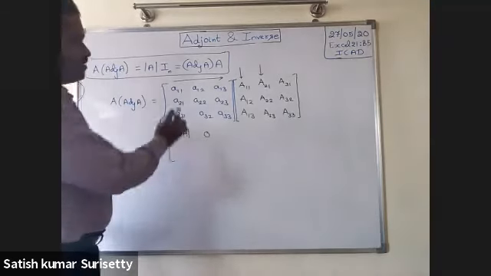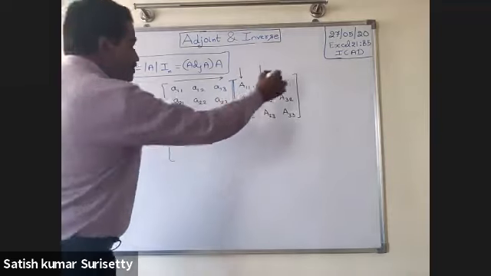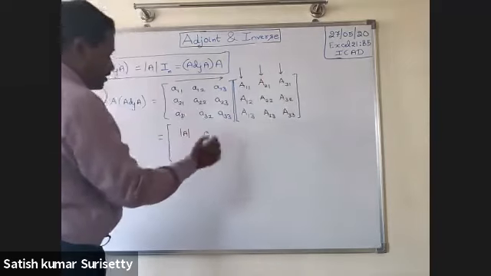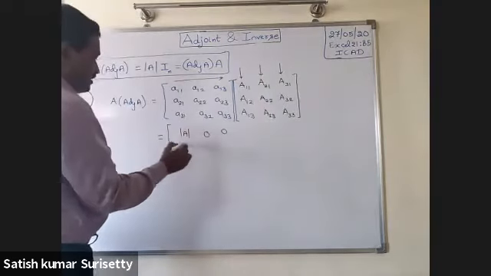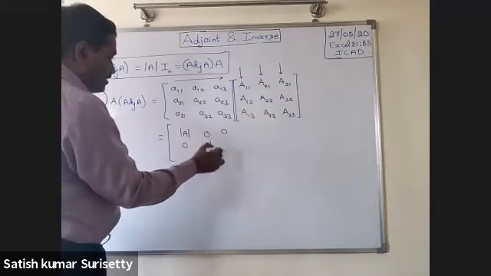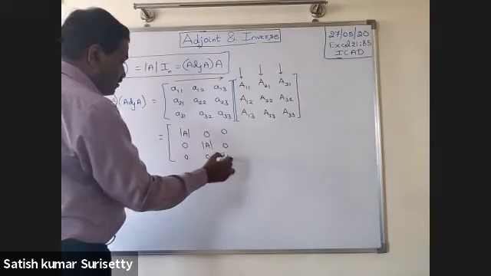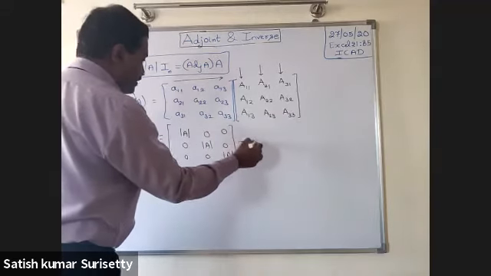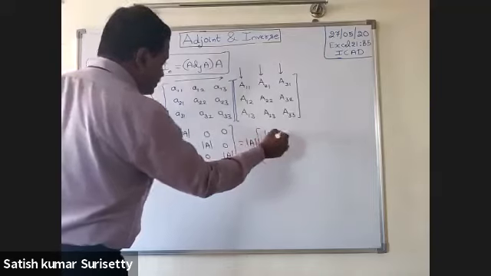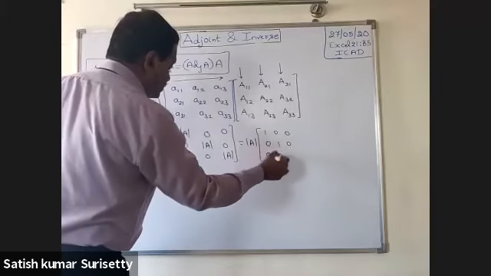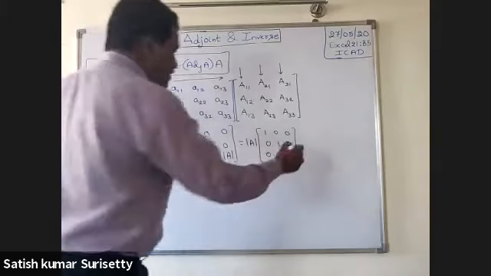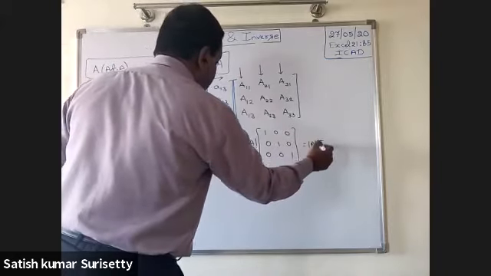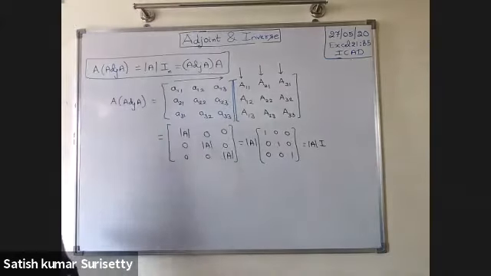Next, the sum of the products of elements of the first row with the cofactors of the third row is also 0. Next, second row: 0, determinant of A, 0. Then 0, 0, determinant of A. Now take the common determinant of A. Then you will get 1, 0, 0, 0, 1, 0, 0, 0, 1, which is the same as determinant of A into I. So this is true not only for 3 by 3, but for any matrix of order n by n.